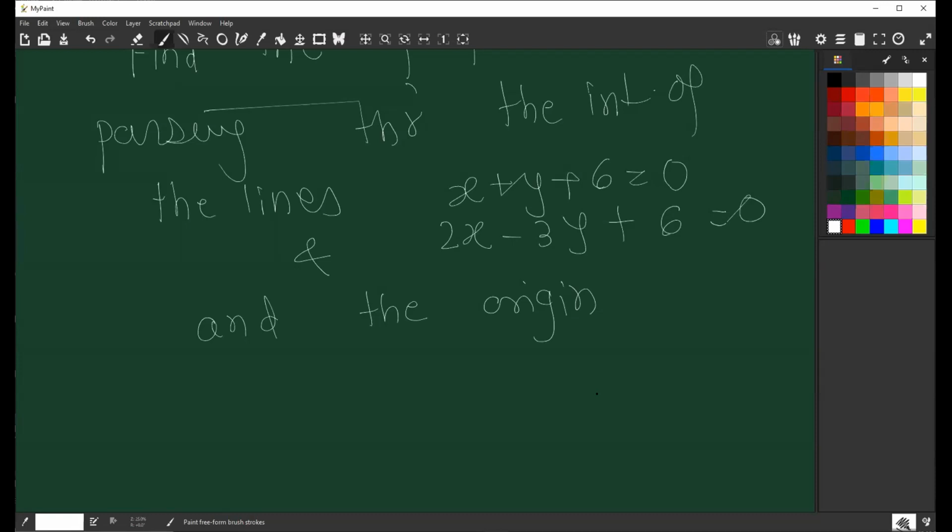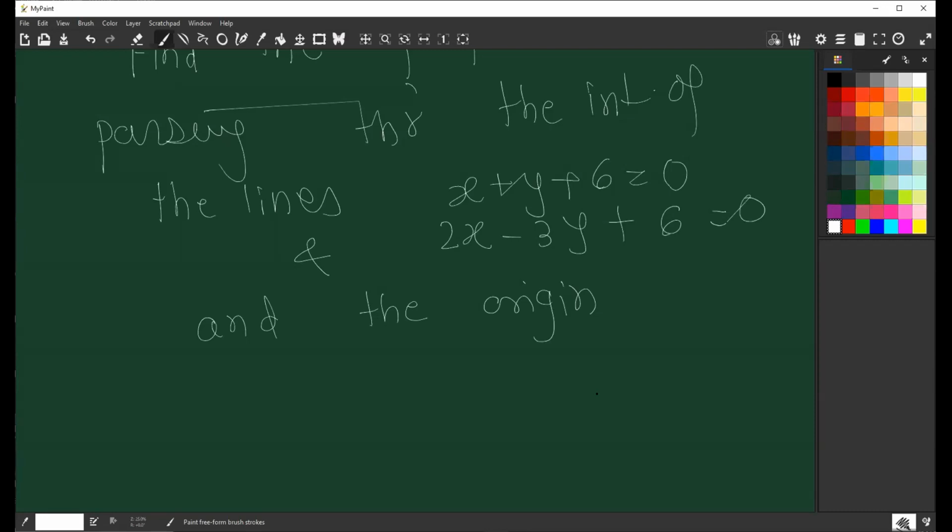Did everyone get it? What point did you get? I think everybody got the point. Very good. -24 by 5 comma -6 by 5. Superb. Yes, everybody is getting it. I'm so happy.